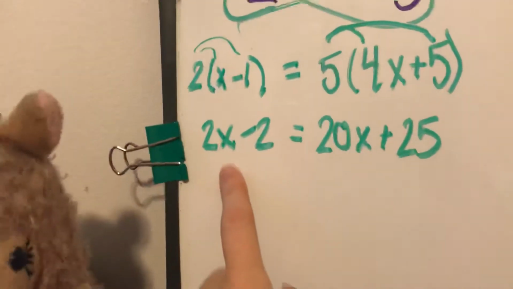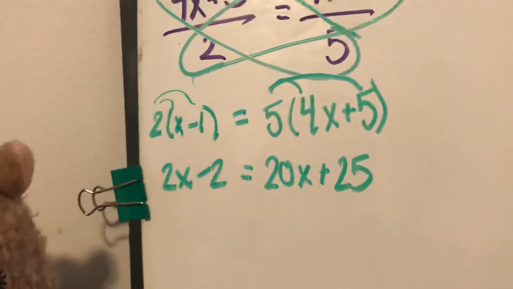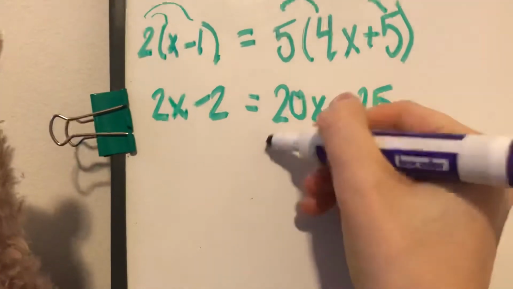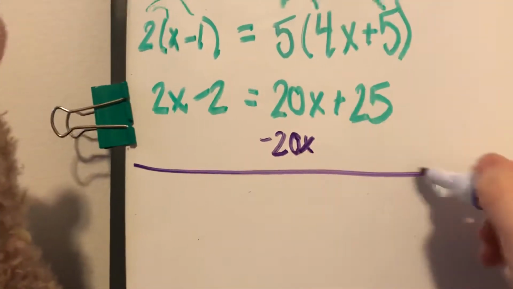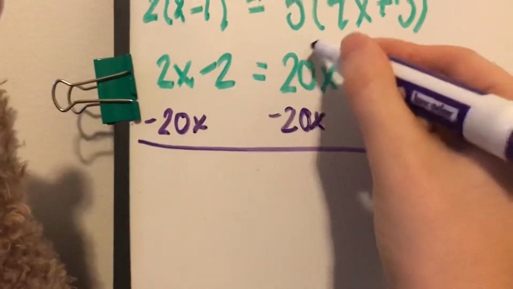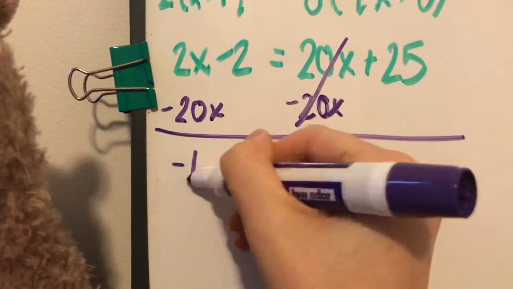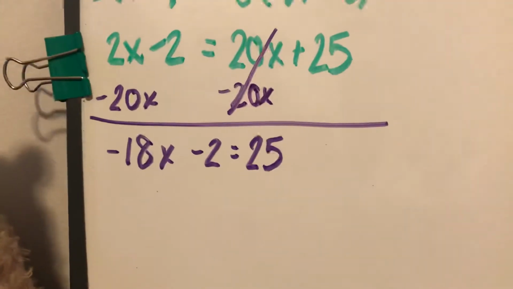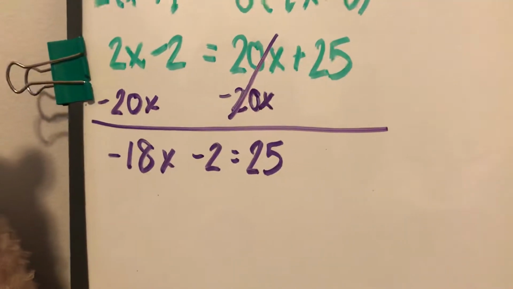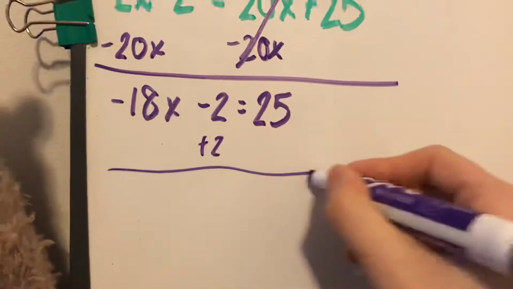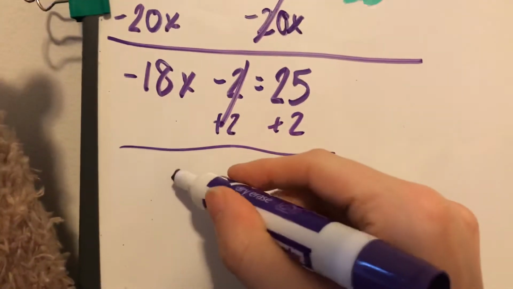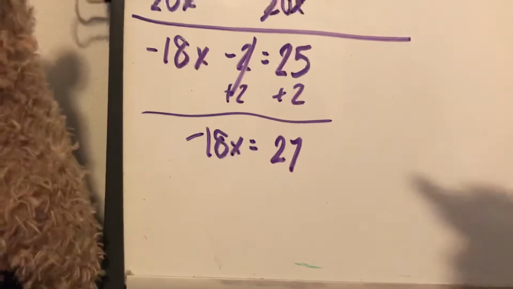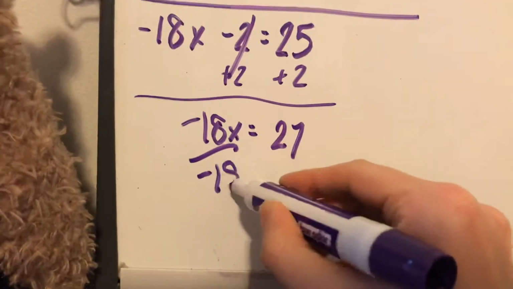And now let's pretend I just gave you this. Back in Algebra 1, I said, hey, let's solve for x. Again, you have the freedom to move whatever you want over. So I am going to start by subtracting 20x over here to combine it with its like term on this side. So I'm going to have negative 18x minus 2 equals 25. And now I'm going to be adding 2 to both sides. And I'm going to have negative 18x equals 27. And your last step here is to divide by negative 18.